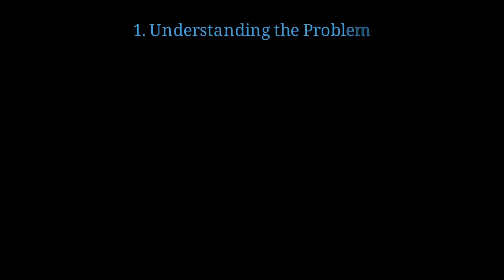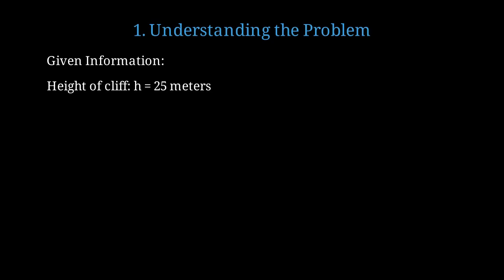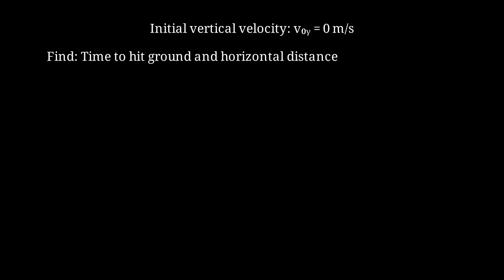Let's break down what we know and what we need to find. Here's the information we're given. The cliff height is 25 meters. The horizontal velocity is 15 meters per second. The initial vertical velocity is 0 because the rock is launched horizontally. We need to find the time to hit the ground and the horizontal distance traveled.